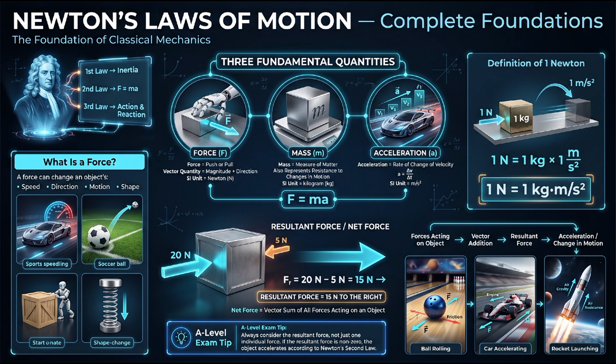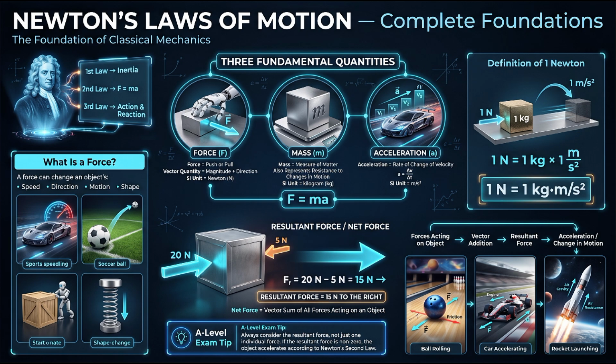Next, represent the forces as vectors and determine their directions. Then add the forces vectorially to find the resultant force. Finally, use Newton's second law to determine the resulting acceleration or change in motion. This approach is much more reliable than considering only the most obvious force in a situation. The image also gives several real-life examples.